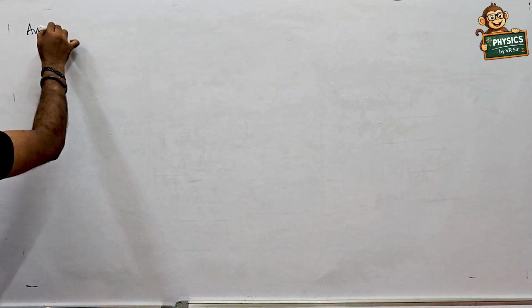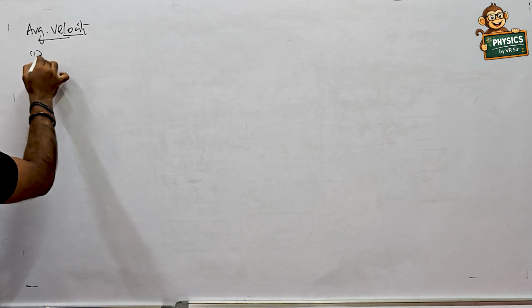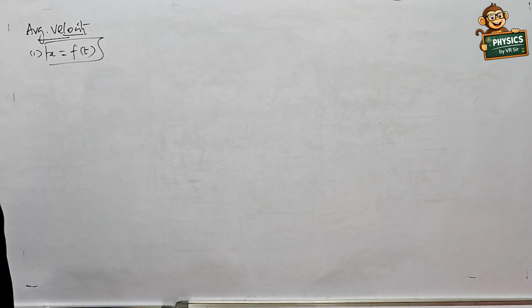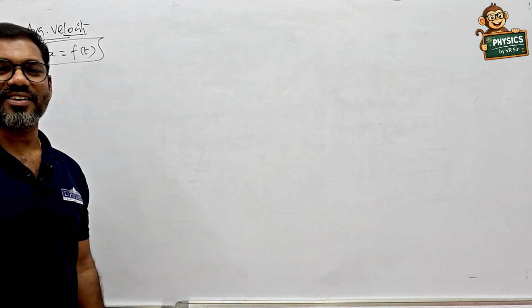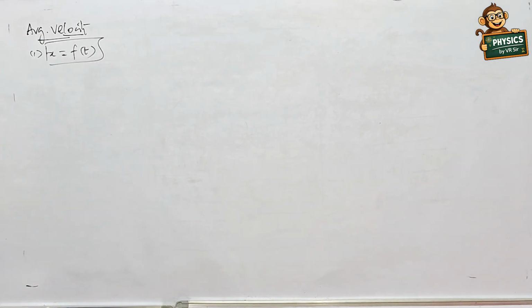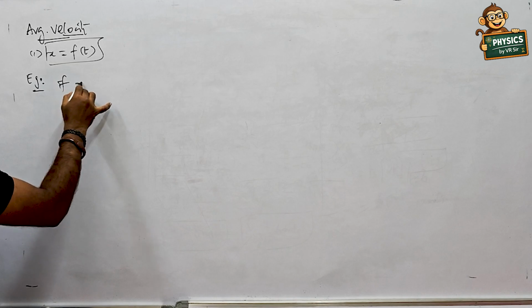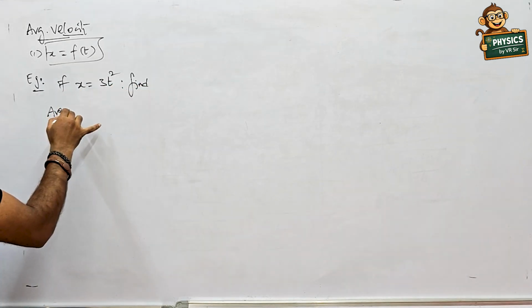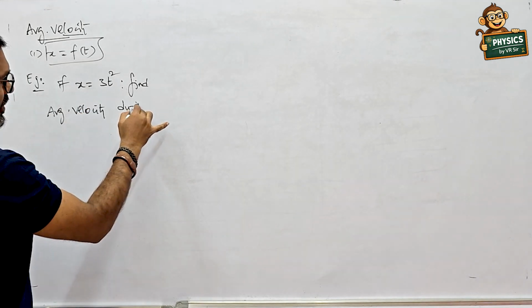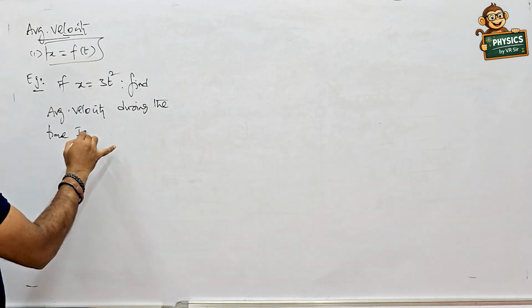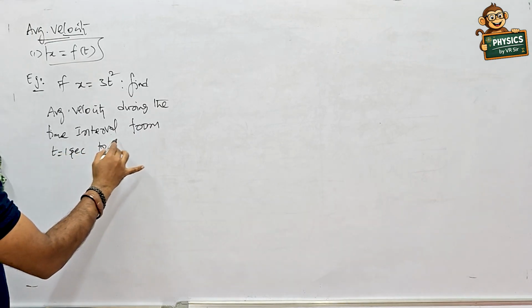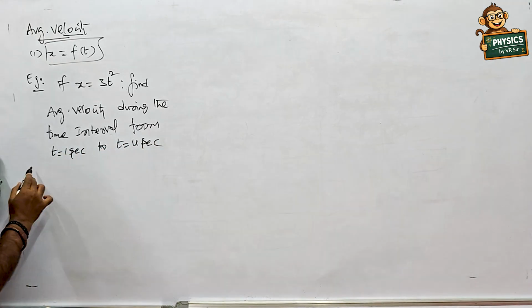So now, finding average velocity when position is given as a function of time. I told you in three cases we are going to discuss the average velocity, and this is the first one. Let us take an example. If the position of an object is given as 3t square, find the average velocity during the time interval from t equal to 1 second to t equal to 4 seconds. This is the question.